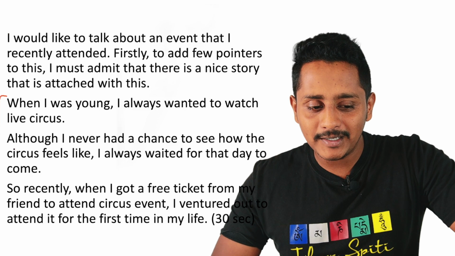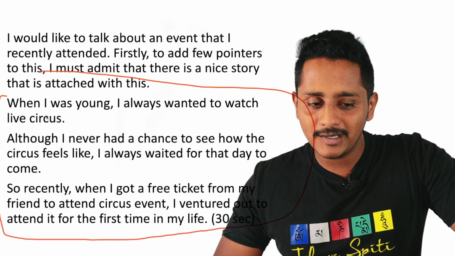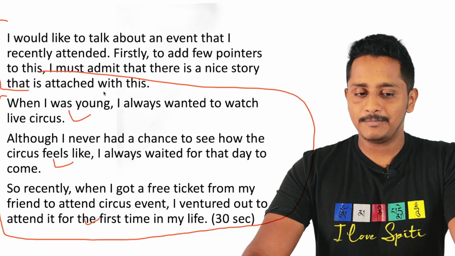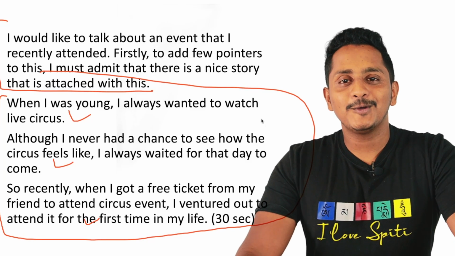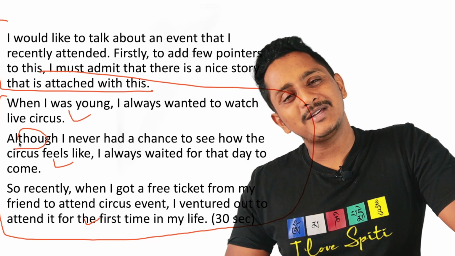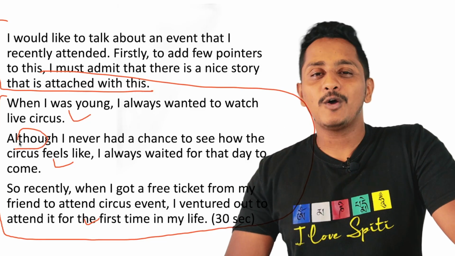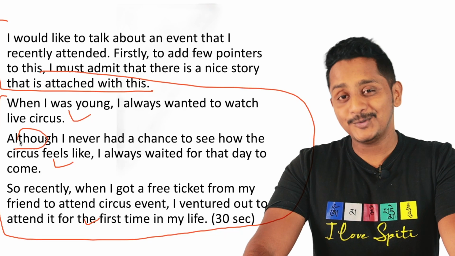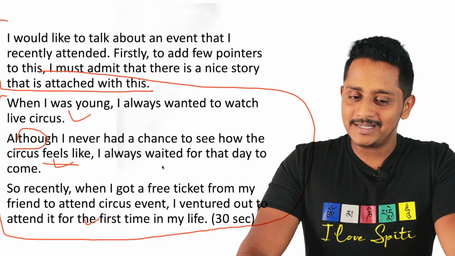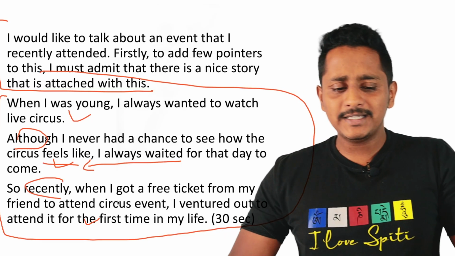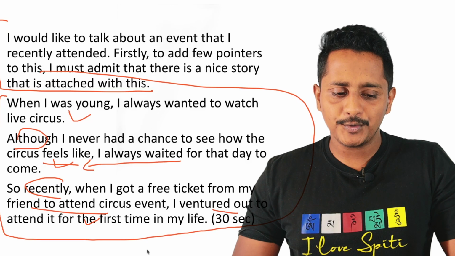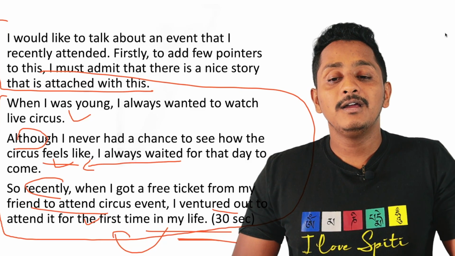So, this is the part 1 template. 3 lines, see there properly, line number 1, line number 2, line number 3. This is template. When I was young, I always wanted to watch live circus. Although I am making use of a complex sentence, you can say when, if, whenever, wherever, although, though, even though, as soon as, anything. Although I never had a chance to see how circus feels like, I always waited for that day to come. So, recently when I got a free ticket from my friend to attend circus event, I ventured out to attend it for the first time in my life.